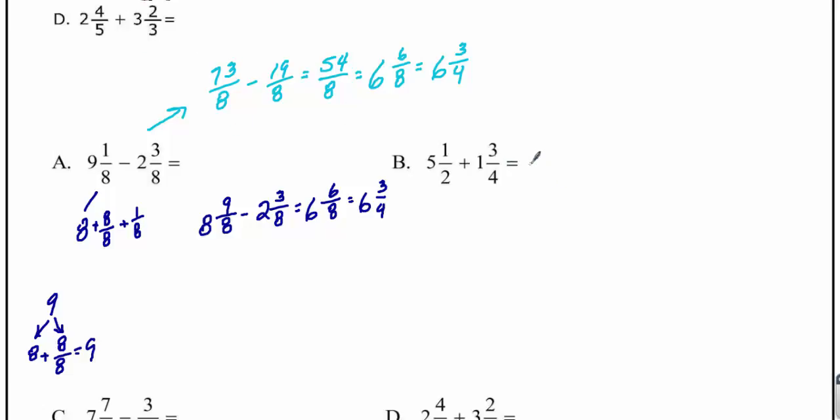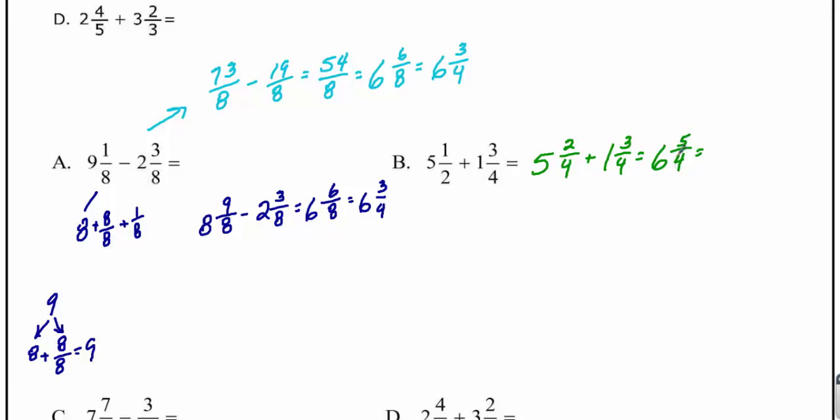All right, letter B. 5 1/2 minus 1 3/4. Well, we know, first rule about adding fractions, common denominators. So here the common denominator is going to be 4. So we're going to have 5 2/4. That's what 5 1/2 looks like as fourths, plus 1 3/4. Now that we have everything in fourths, we can add the 5 and the 1, we get 6. Add the 2 and the 3, we get 5. So we have 6 5/4.